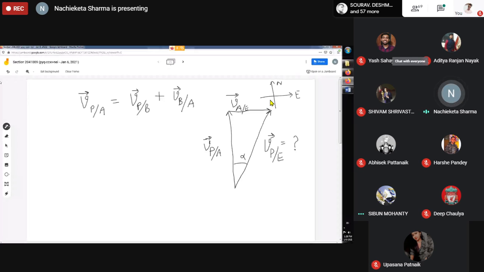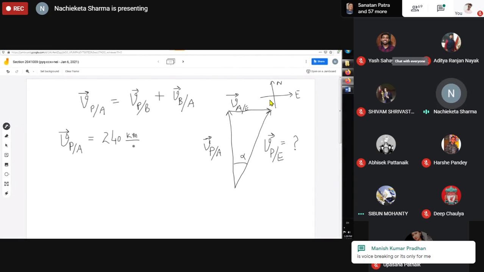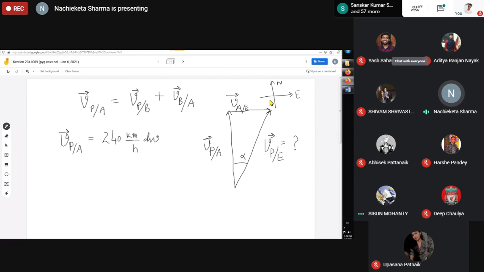So the velocity of the aeroplane with respect to air is given, and that is 240 kilometer per hour north. 240 kilometer per hour is its magnitude, and north is its direction. 240 kilometer per hour due north. You can write it like this, due north. Similarly, the wind is blowing from west to east at a speed of 100 kilometer per hour. So that also you have to write.